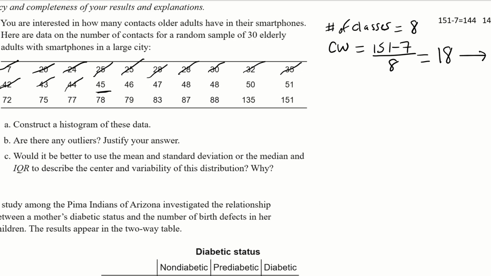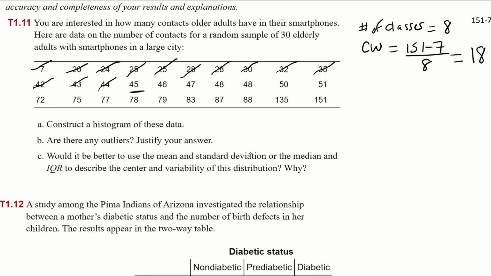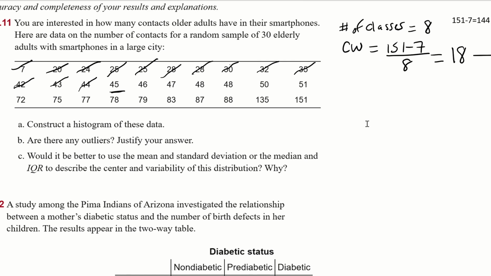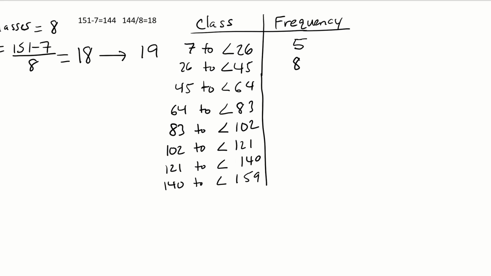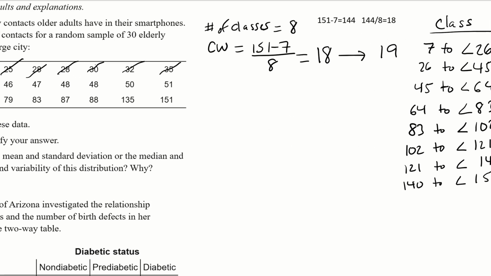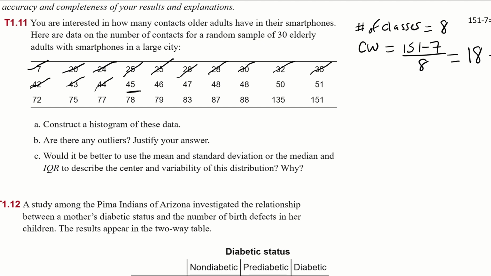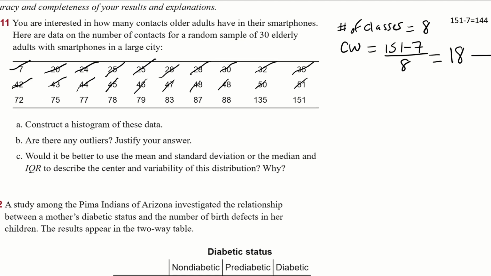So let's see, how many numbers was that? We got 1, 2, 3, 4, 5, 6, 7, 8. Okay, so we got 8 here. And now we got 45 to 63. So now we can include this 45. So 1, 2, 3, 4, 5, 6, 7, and that's it, 7.